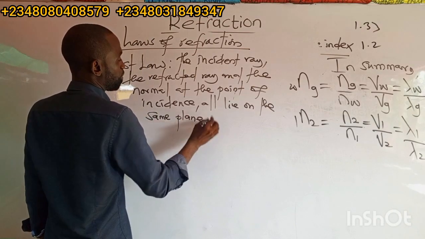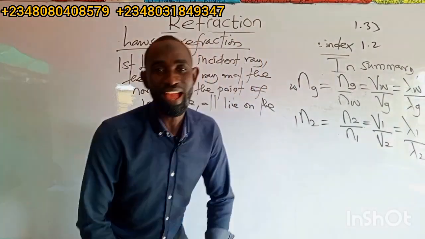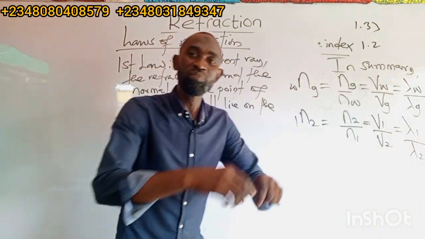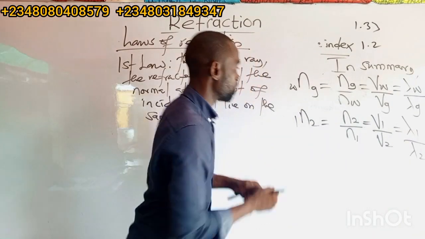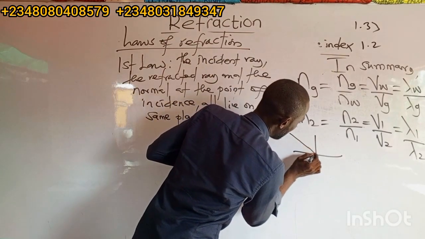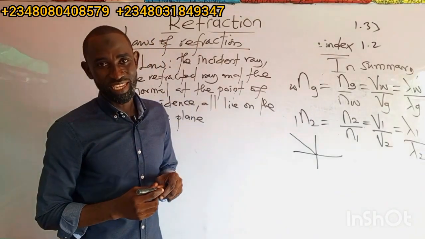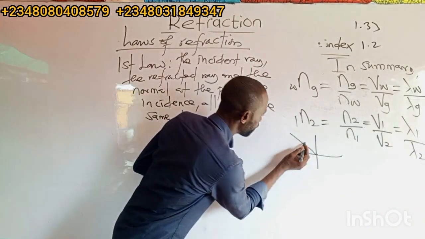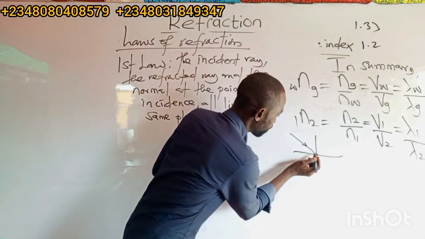Okay, so we have our office. Now, the point at which the incident ray strikes the surface of separation of the media is what we call the point of incidence. They ask the question. Look at this. This is the incident ray. This point is what we call the point of incidence. What is the point of incidence? That is the point at which the incident ray in the first medium strikes the surface of separation.